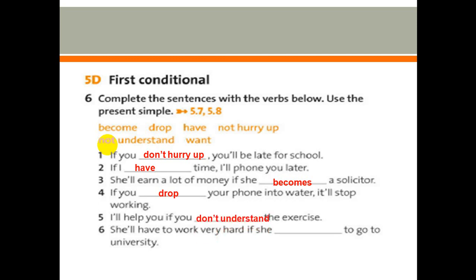5. I'll help you if you don't understand the exercise. So here if is in the middle, that's why I didn't put a comma. 6. She will have to work very hard if she wants to go to university. Okay, so if you want to do this, you have to do that.